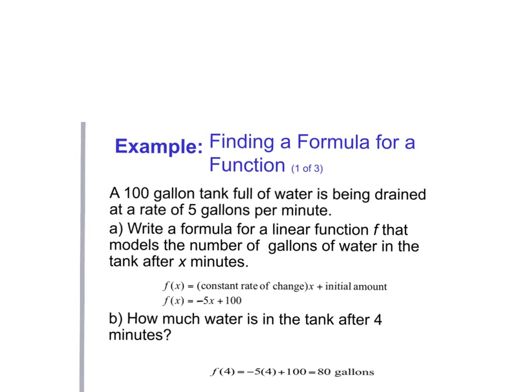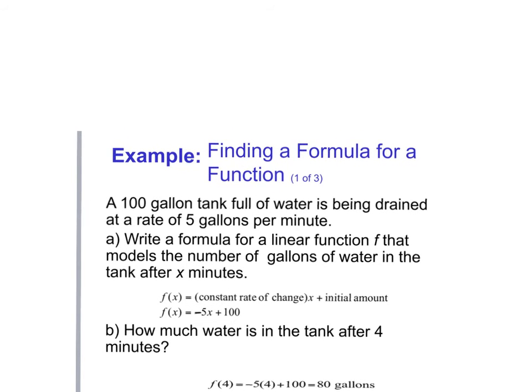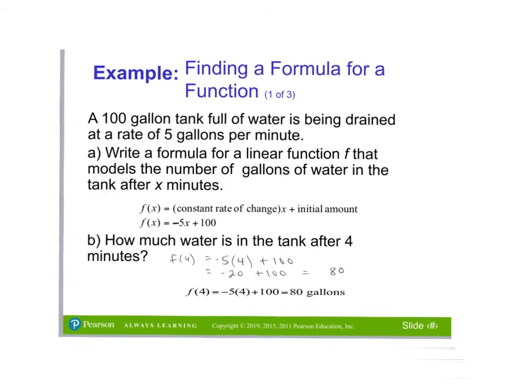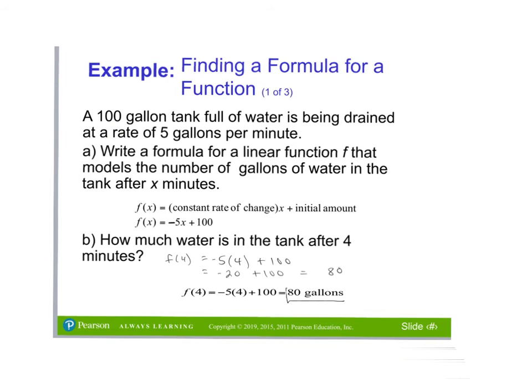Okay, the second part is how much water is in the tank after 4 minutes. So that would be evaluating, plugging 4 in and solving for the output, and that would give us the number of gallons. So this would be -20 plus 100, which is 80. So there's 80 gallons left after 4 minutes.